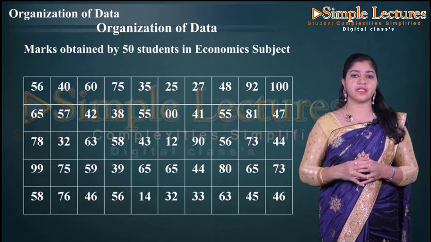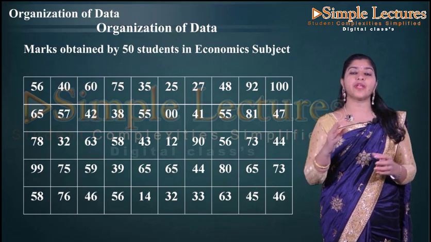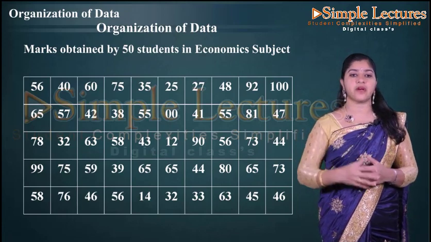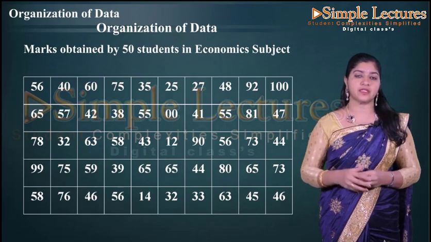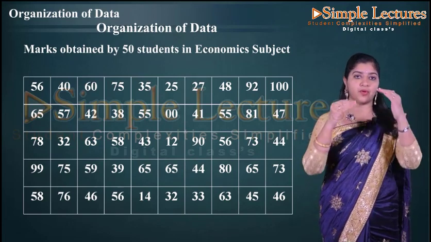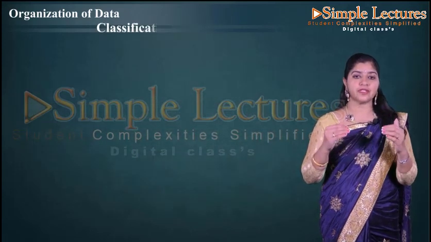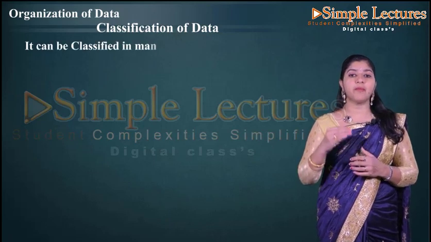So we can see the table, like 56, 40, 60, 75. This way, as it is, one by one, according to those who are sitting, accordingly we will collect the marks. So simply when we take the marks of 50 students and make it as a table or just keep it according to the order, it is known as raw data. Once the raw data is collected, it can be classified in many ways.